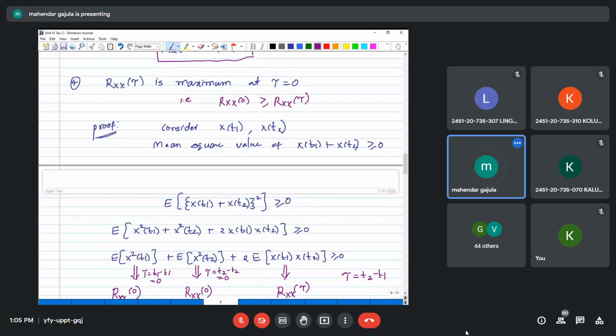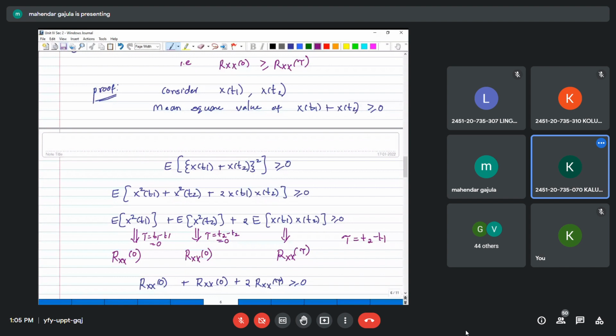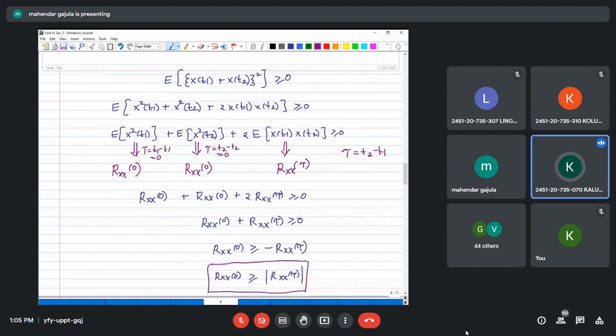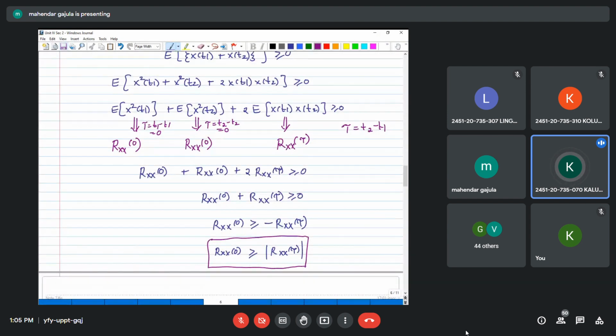Any doubt in this? Sir, but RX's value is something else, no, sir? Come again. R double X tau is equal to expectation of x of t into x of t plus tau. Sir, correct. But here you have replaced it with R double X of 0, no? No, here what you got? R double X 0, right? This here.